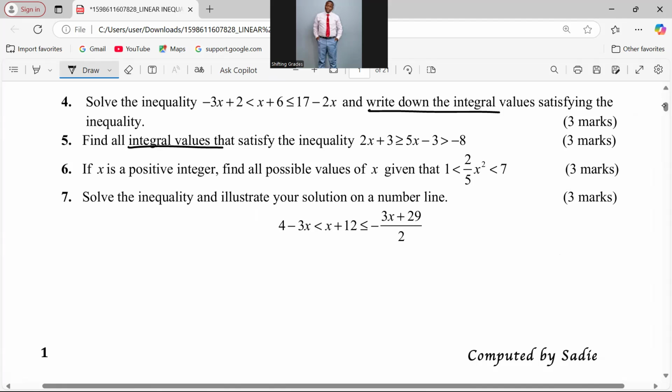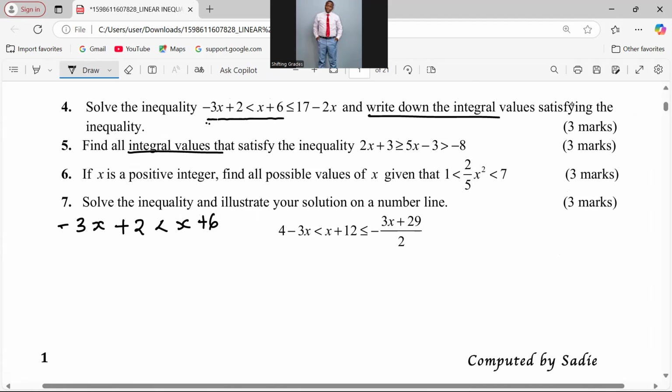So the first thing you're going to do, you split the compound statement into two simple statements. So from -3, the first statement should run all the way up to just before the second inequality symbol. That way. So from -3 to +6, that is one inequality. Let me put it down here. -3x plus 2 less than x less than x plus 6. So that is the first statement.